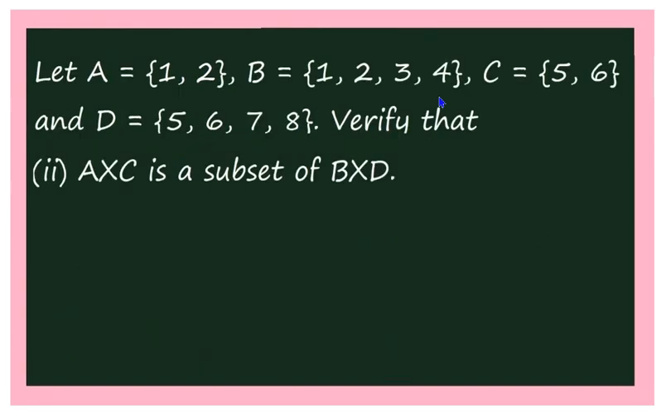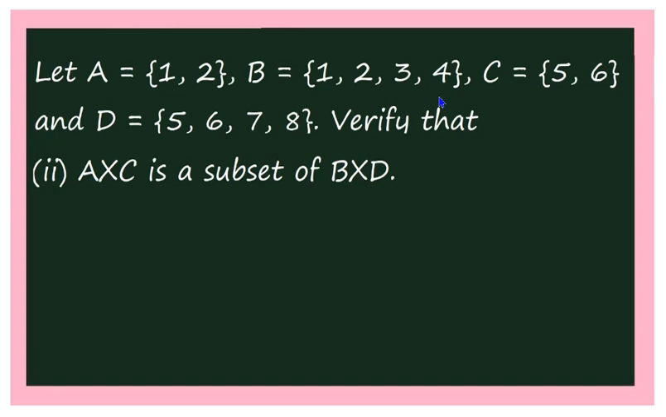Now you see this question. Let A = {1, 2}, B = {1, 2, 3, 4}, C = {5, 6} and D = {5, 6, 7, 8}. Verify that A × C is a subset of B × D. This is the second part of that question.